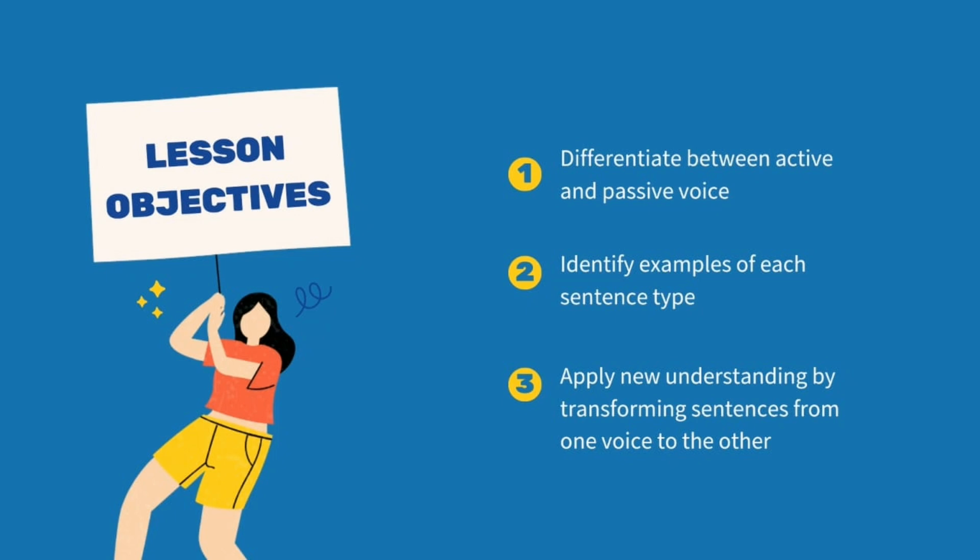Then three, apply new understanding by transforming sentences from one voice to the other. By the end of this class, you should be able to apply your understanding by transforming what you have learned. You should be able to use it to transform a sentence from the active voice to the passive voice, or vice versa.